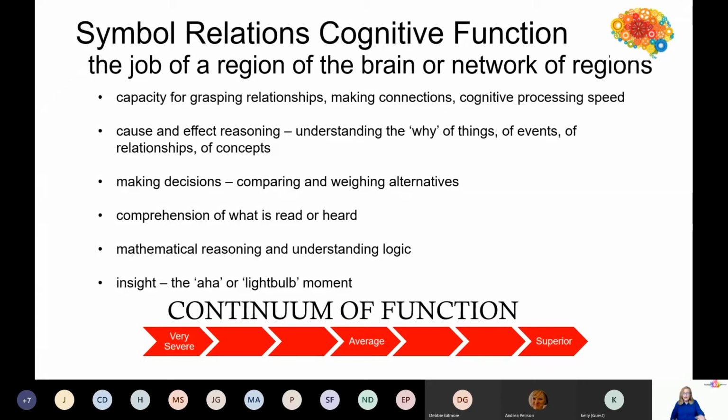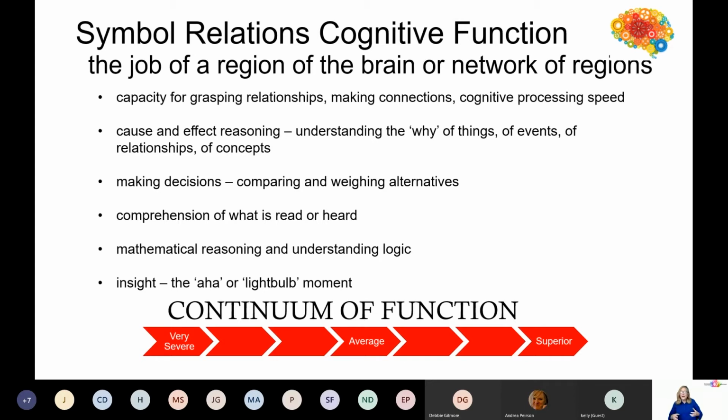And these cognitive functions, each one are building blocks that are really critical to learning. And I think symbol relations is one of the most important. And I called it symbol relations because it's really all about seeing connections and relationships that underlie our understanding of the world. So a really, really important function. It's critical for grasping relationships, making connections. It's for processing speed, that quick grasp of information. It's really fundamental for cause and effect reasoning.